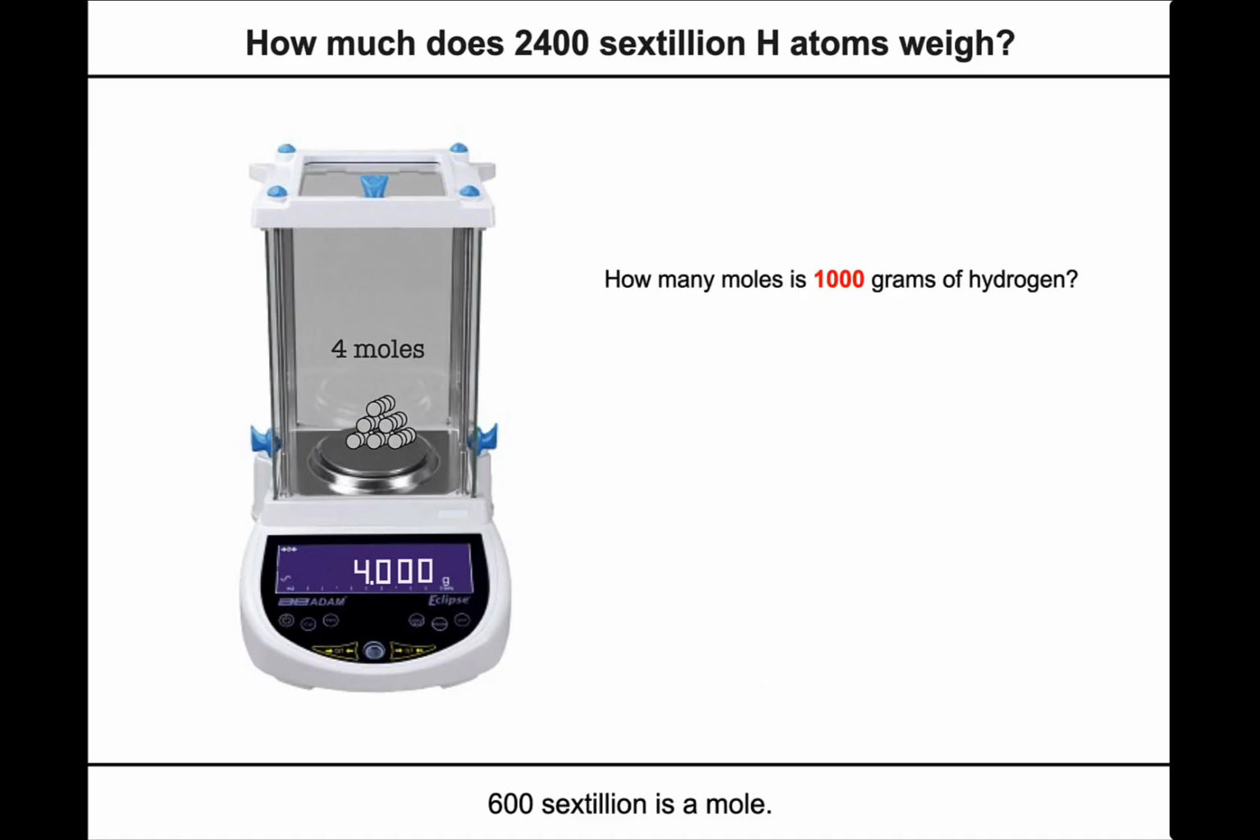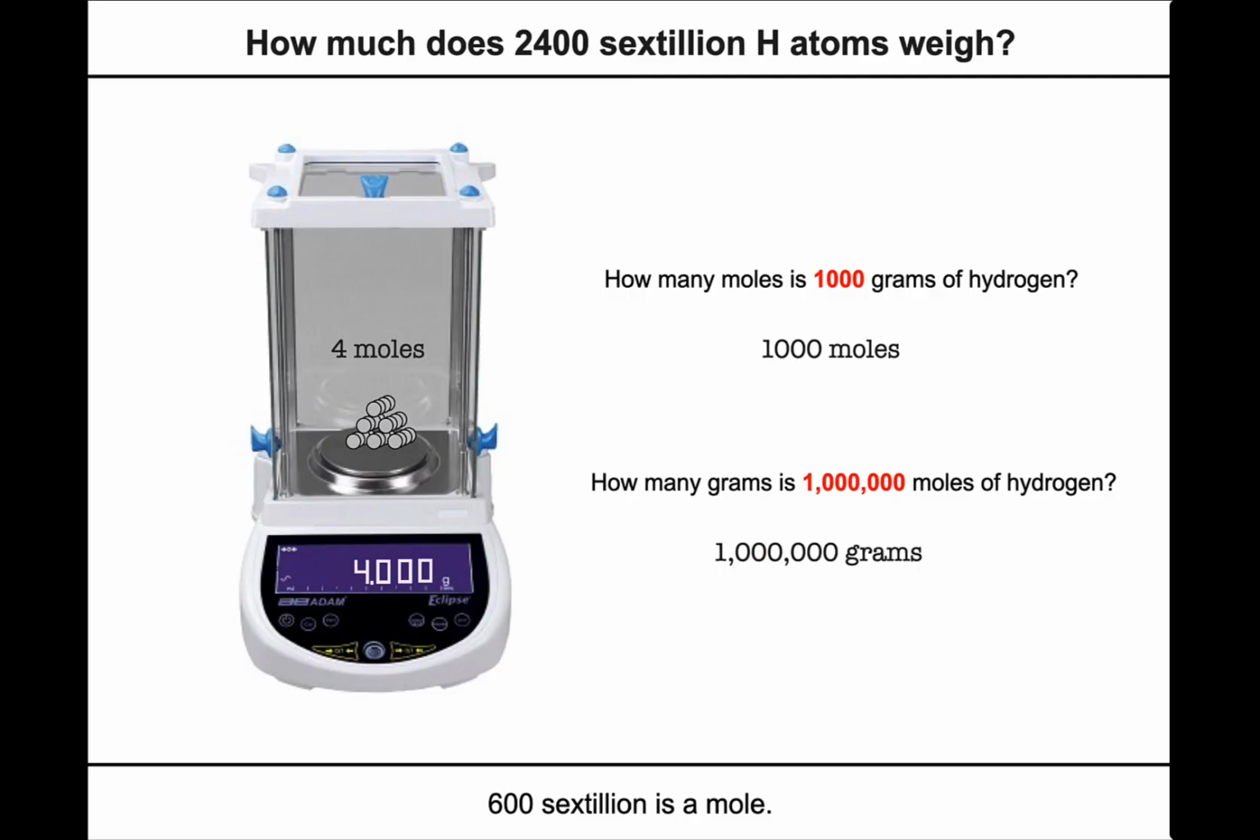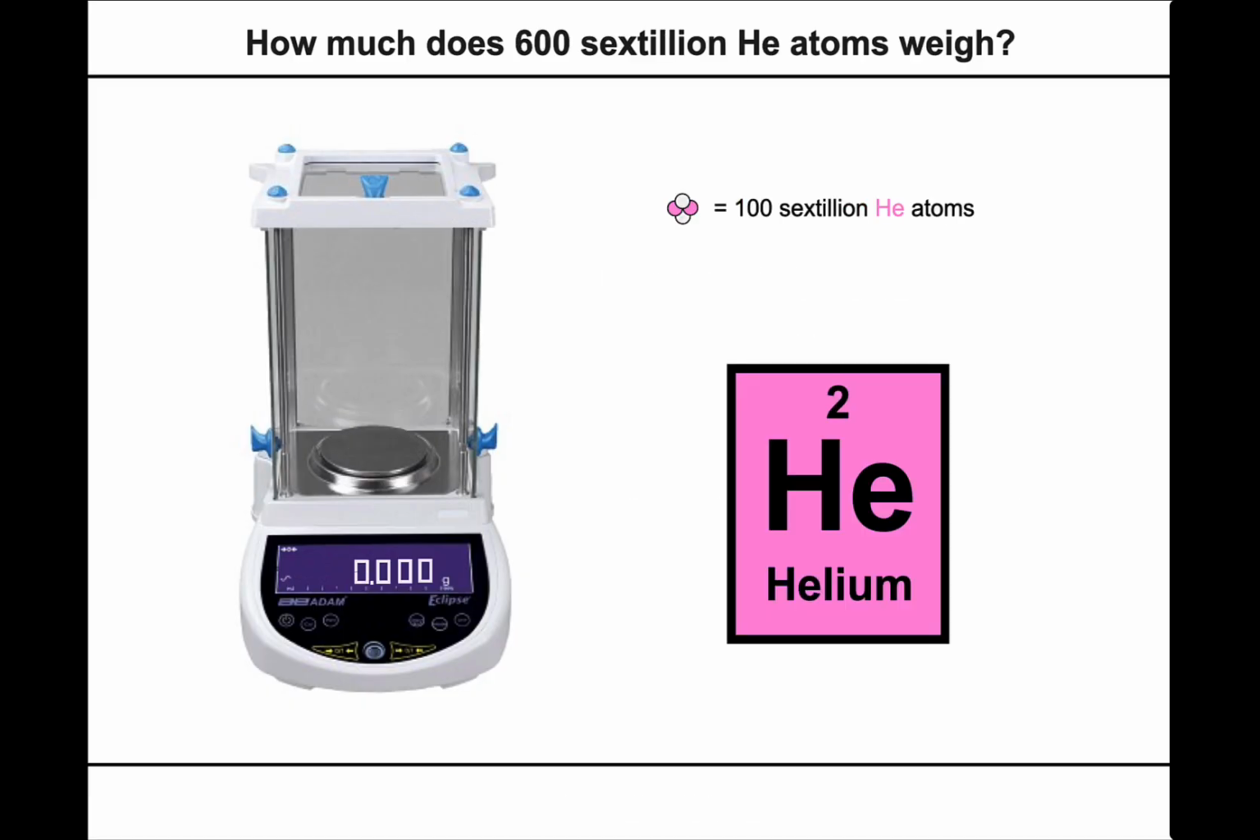How many moles of hydrogen is 1,000 grams of hydrogen? If I had 1,000 grams and put it on this balance, how many hydrogen atoms would it be? Well, if 4 grams was 4 moles, 1,000 grams should be 1,000 moles. What if we had 1,000,000 moles of hydrogen? How much should that weigh? 1,000,000 grams. Because 1 mole of hydrogen weighs a gram. So however many moles we have, it's the same number of grams. And that's for hydrogen atoms.